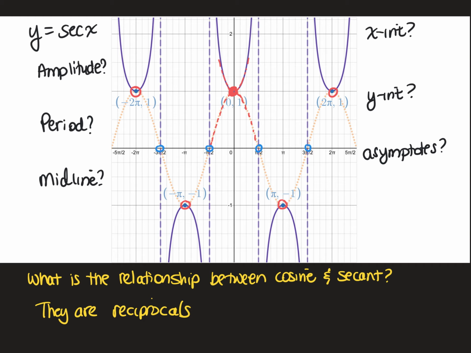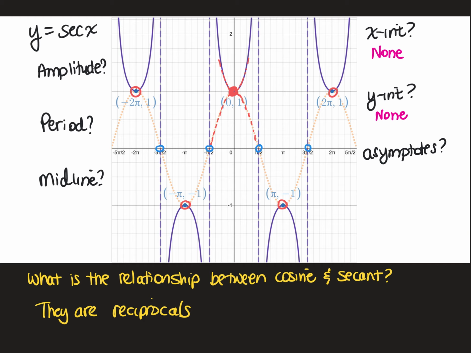So if we're identifying just the important information for the secant curve, we can pretty quickly see that there are no x-intercepts and no y-intercepts. So those are pretty easy to identify. The asymptotes we can go ahead and identify again.